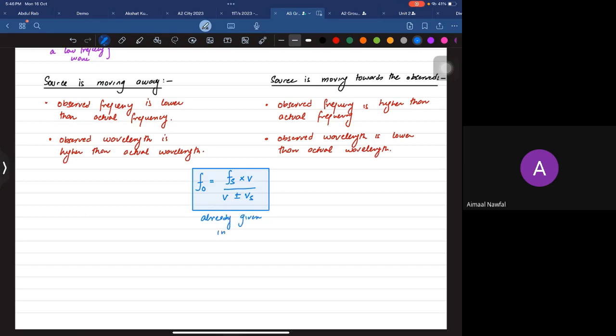It's already given. So will it be given in 2025 too? Yes, it will be given. But there's a catch to it.